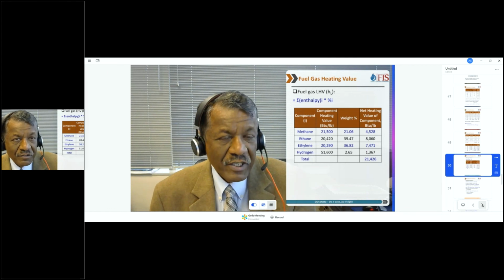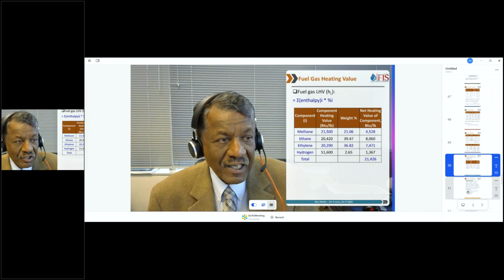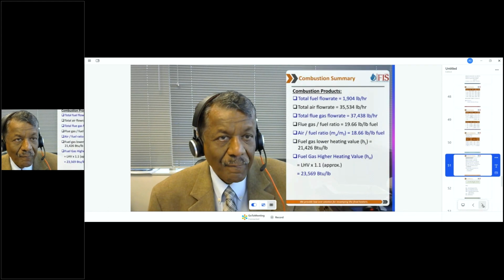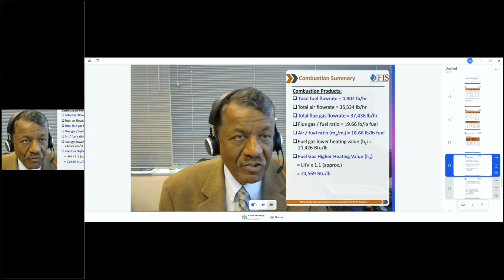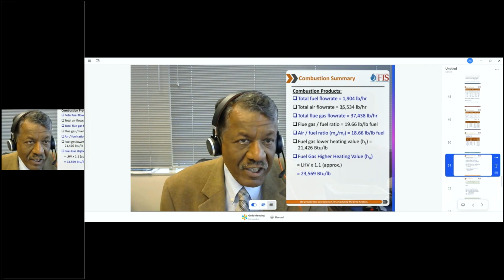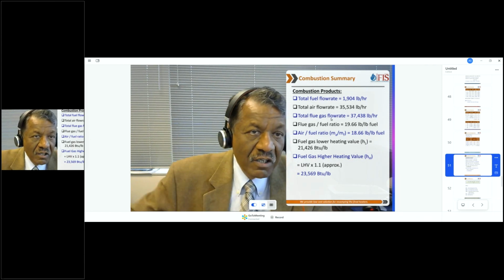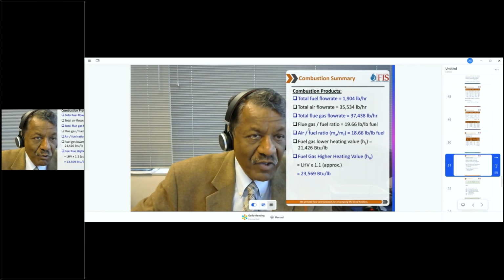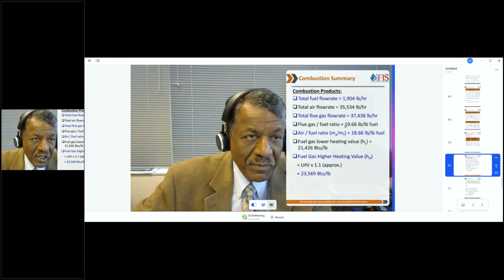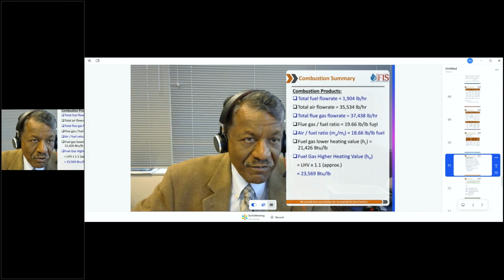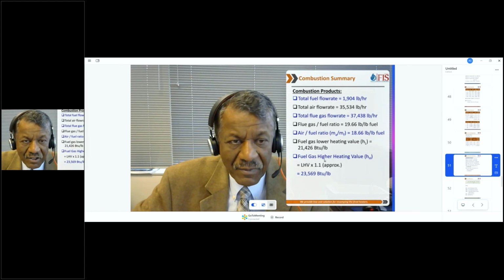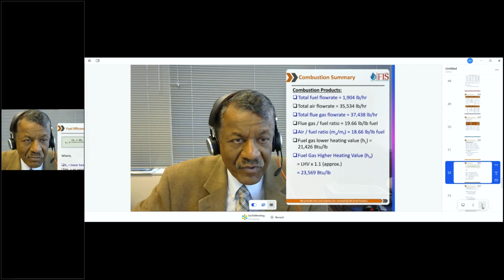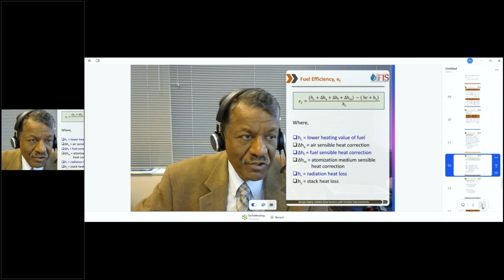So we do the fuel gas heating calculations, and we come up with this type of summary: how much fuel we are firing, how much total air flow rate, how much is the total flue gas flow rate, flue gas to fuel ratio, approximately 20 pounds per pound of fuel. What is the heating value? What is the higher heating value? So we do all these calculations, which are generally done by computers, and then we come up with this fuel efficiency.